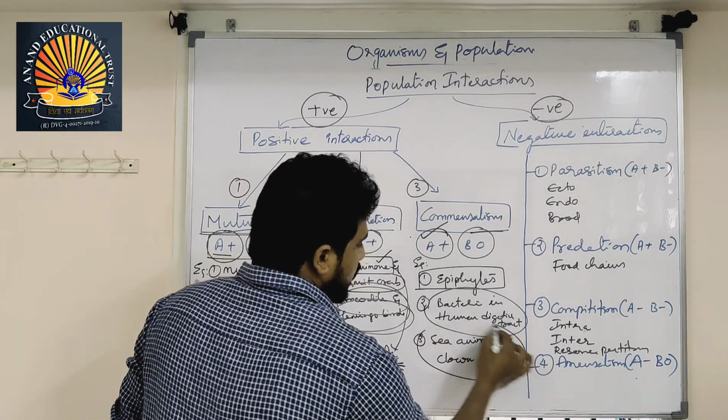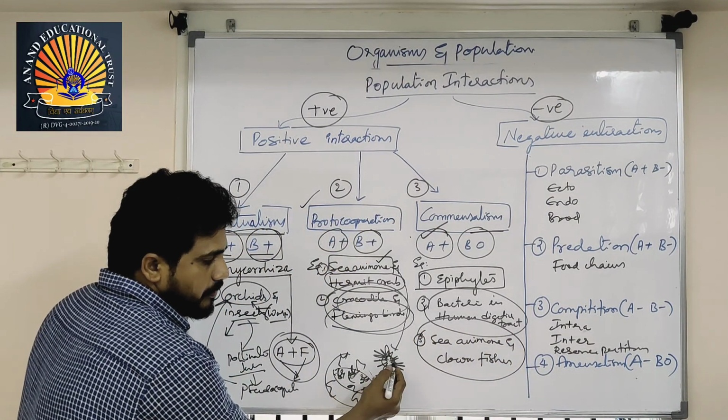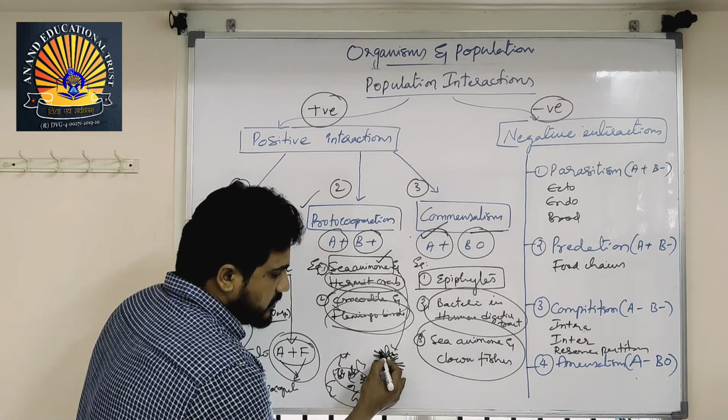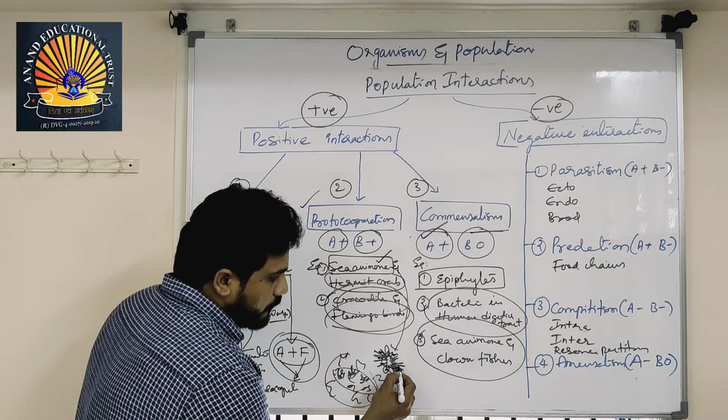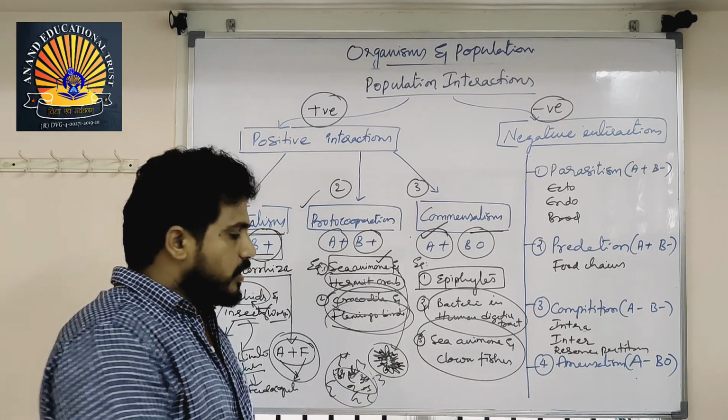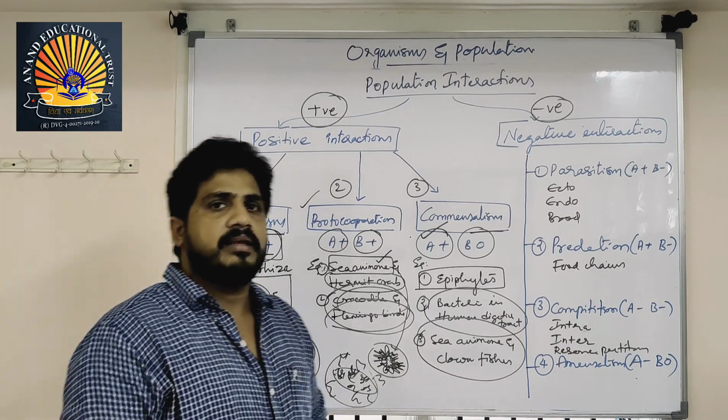And sea anemone and clownfishes. This is the sea anemone. The clownfishes will be there between the spines of the largest sea anemones. As this is not edible, clownfishes are also escaping from the predators.